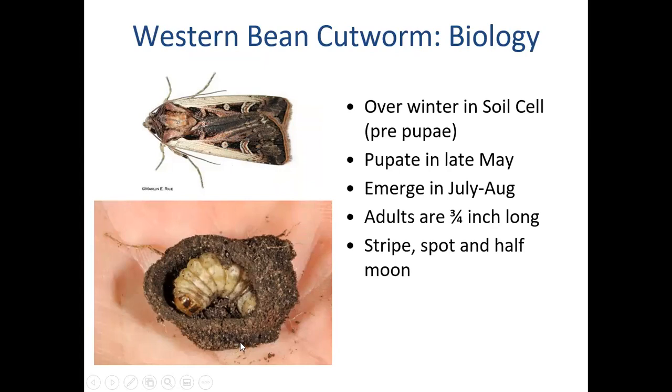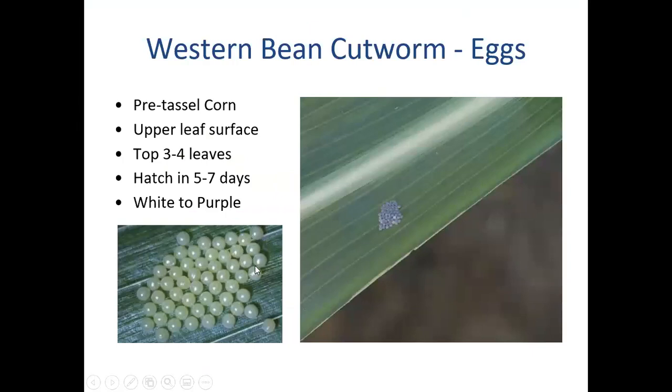They overwinter in a soil cell, so as a prepupae, a mature larvae, they will overwinter in a soil cell, and then they will pupate in late May and emerge in July or August, depending on the year. The eggs are laid in clusters, and each individual egg is very round. They are a creamy to yellow color, spherical, when they are first laid, and then as they mature, they turn purple before they hatch. You usually see them on the upper surface of the leaf, on the top 3 to 4 leaves of the canopy, and those females are attracted to pre-tassel corn.